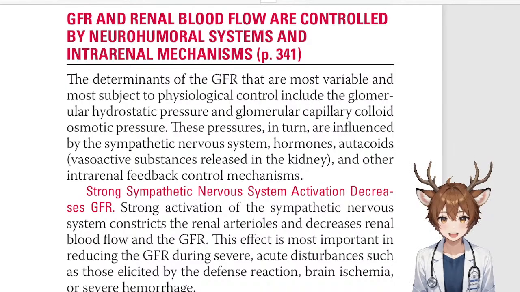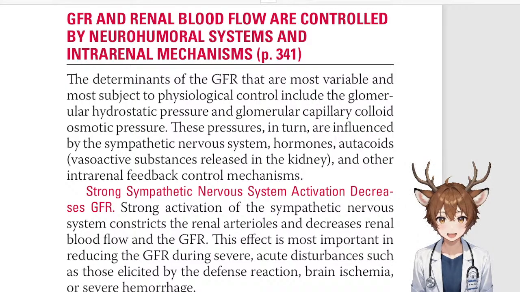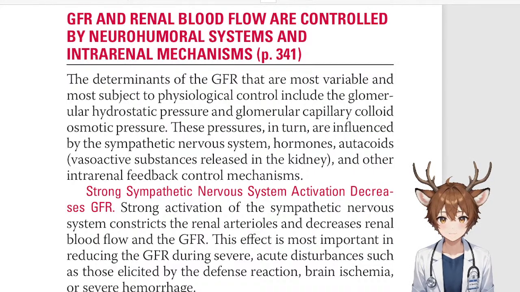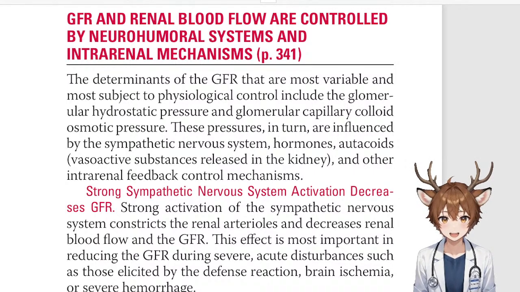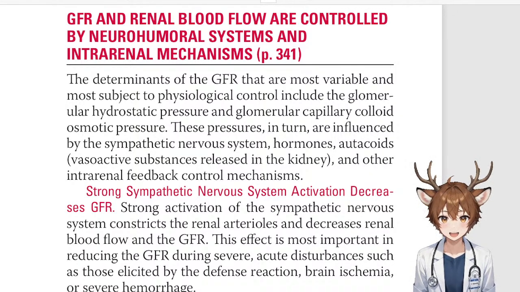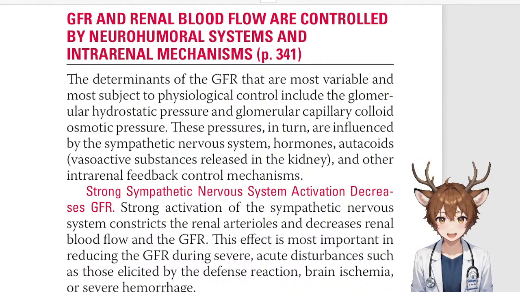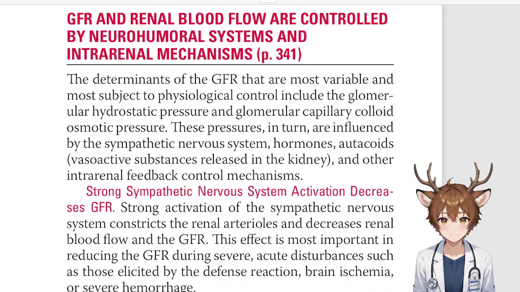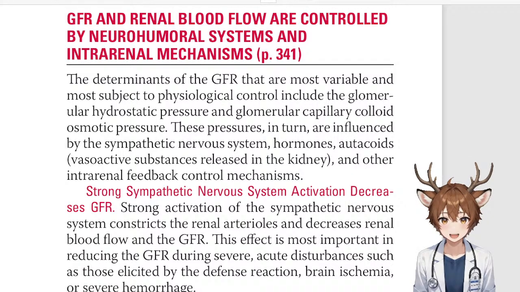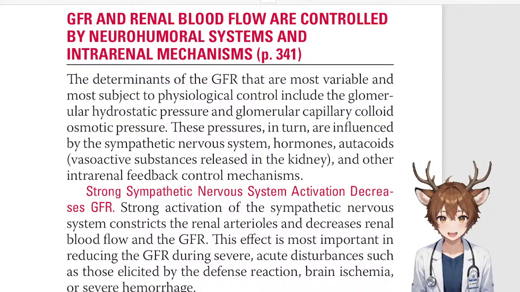GFR and renal blood flow are controlled by neurohumoral systems and intrarenal mechanisms. The determinants of GFR that are most variable and most subject to physiological control include the glomerular hydrostatic pressure and the glomerular capillary colloid osmotic pressure. These pressures, in turn, are influenced by the sympathetic nervous system, hormones, autocoids, vasoactive substances released by the kidneys, and other intrarenal feedback control mechanisms.